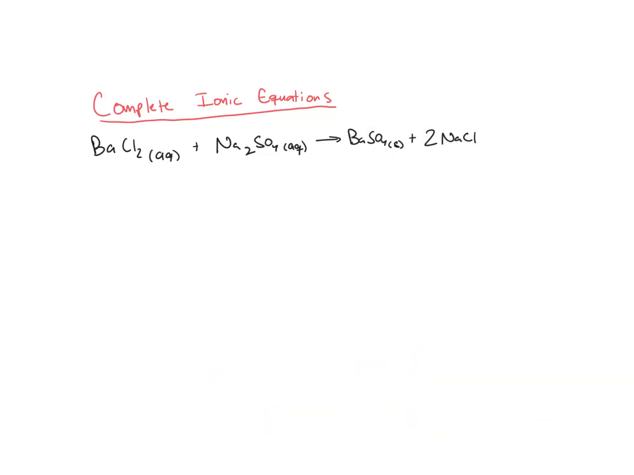Now, something that you may or may not have seen before are known as complete ionic equations. Let's take this example here. We have barium chloride, BaCl2, aqueous, reacting with sodium sulfate, Na2SO4, again aqueous, which makes solid barium sulfate and 2 sodium chloride, again aqueous. This would be known as our complete chemical equation.